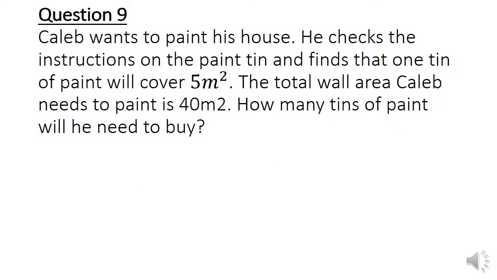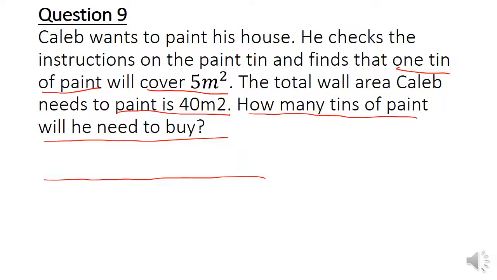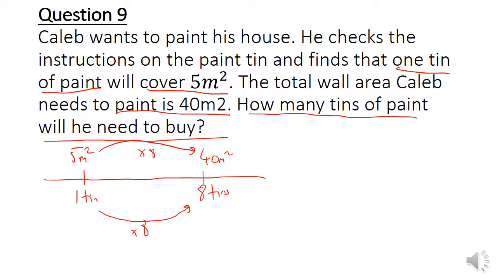In this question, Caleb wants to paint his house. He checks the instructions on the paint tin and finds that 1 tin of paint will cover 5 square metres. The total wall area Caleb needs to paint is 40 square metres. How many tins of paint will he need to buy? So we could use a dual number line for this, and we know that one tin covers 5 square metres, and he wants to cover 40 square metres. So we know that 5 goes into 40 8 times. So we would need 8 times the amount of paint. So that's 8 tins of paint needed.